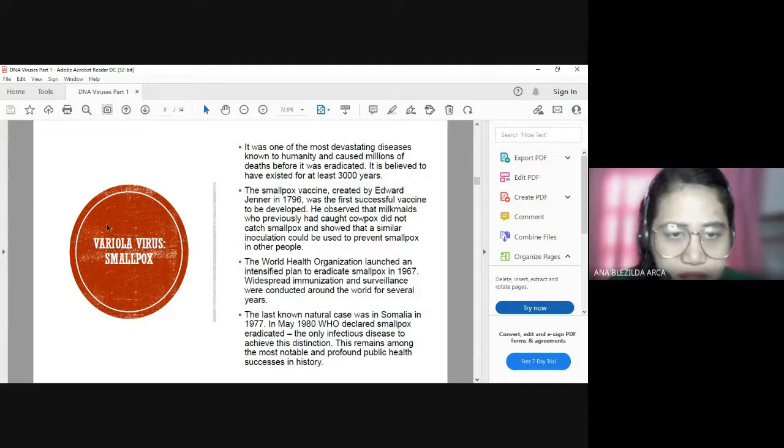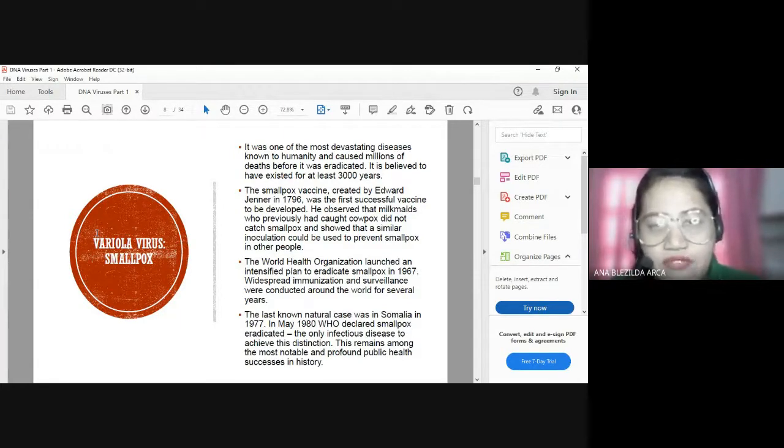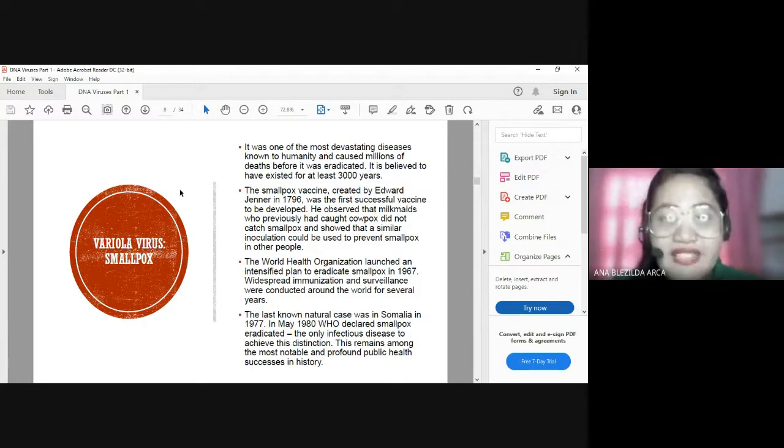Next, first among them is the variola virus. The variola is the one that can cause smallpox. However, now there is really no more smallpox in the world. It has been eradicated. Why? Because of the efforts of Edward Jenner. He is a scientist. He is the one who developed the smallpox vaccine. Smallpox killed many people before. It caused millions of deaths before it was eradicated.